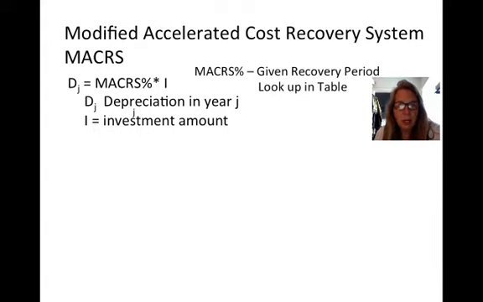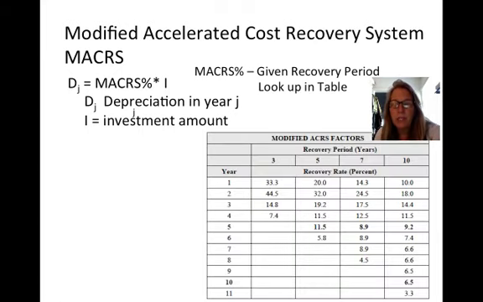The last method we're going to look at is actually the most important method. This method is the one that's dictated by the IRS, so it is generally the one that you will use when you're doing real valuations, and it's actually the easiest. The depreciation in any one year, D of J, is equal to some MACRS percentage times the investment.